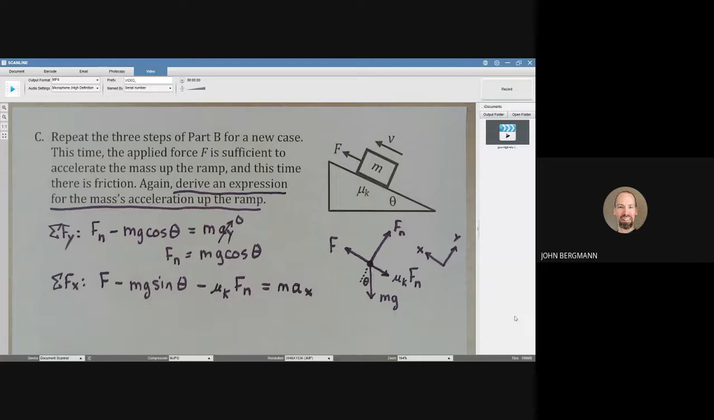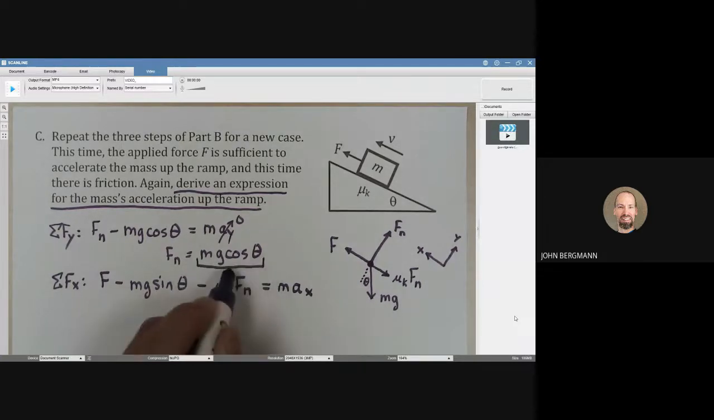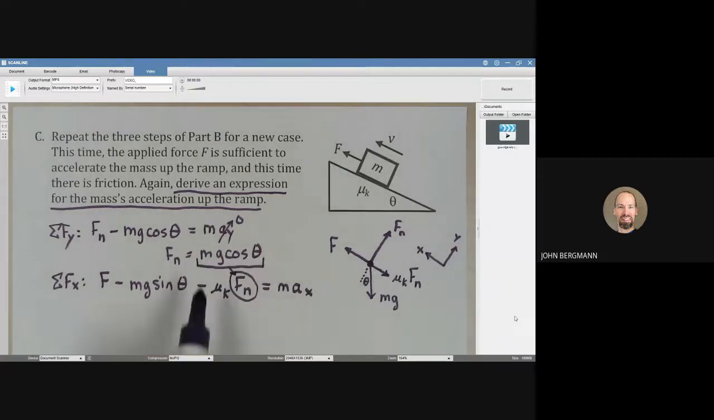Now, we can't cross that off to equaling 0 because this mass is accelerating up the plane. What do we know here? F is known, mg theta, mu sub k, normal force, we are not given, which is why the work we did just a second ago is going to come in handy right there. And then we're going to divide through by m.